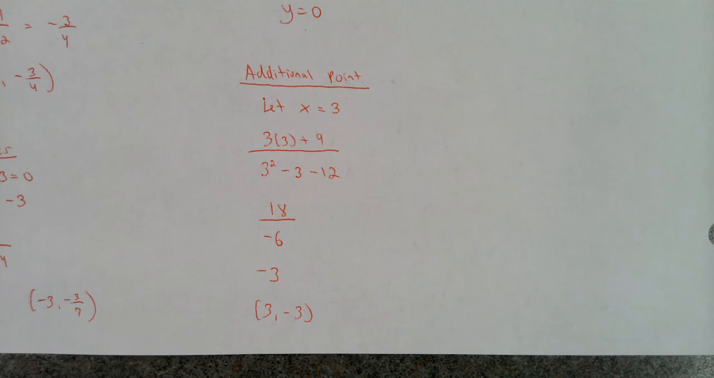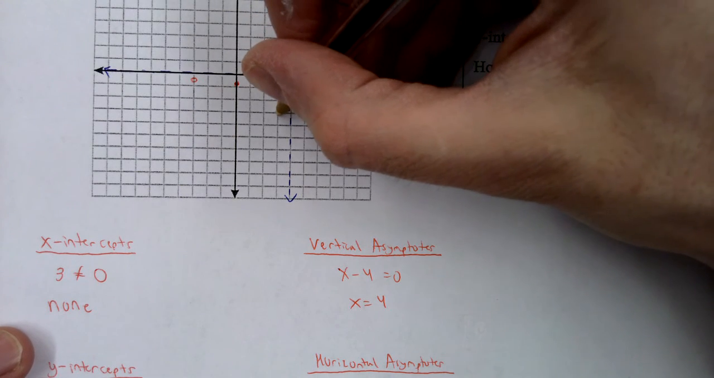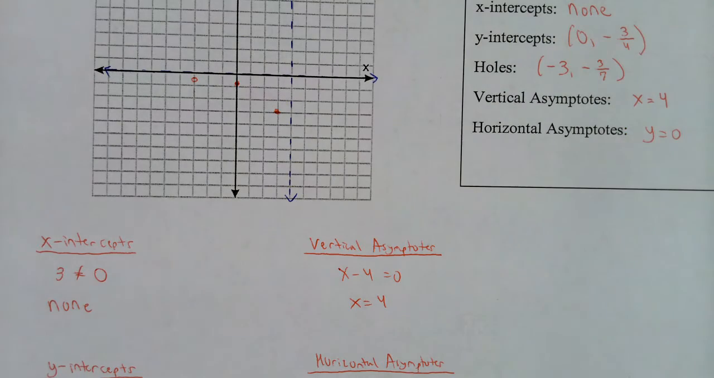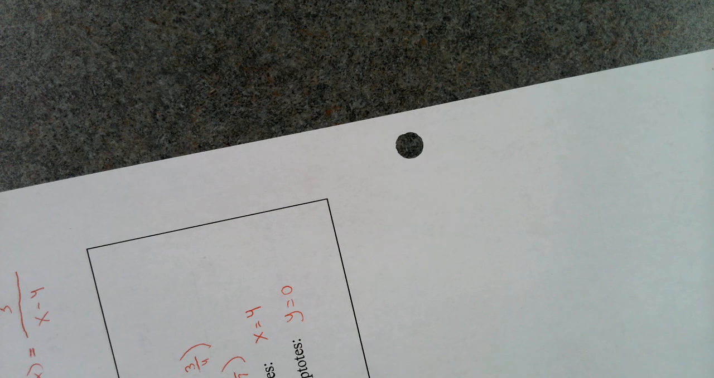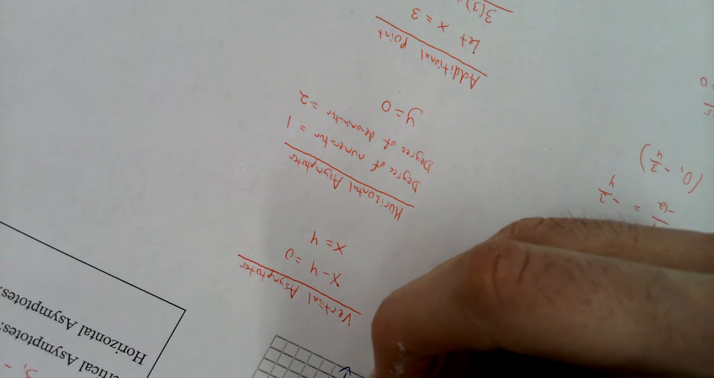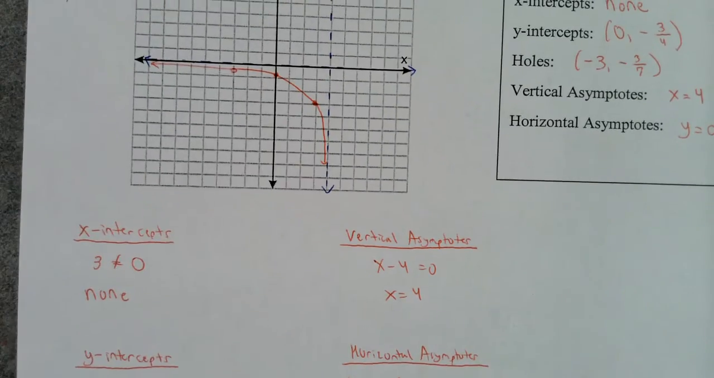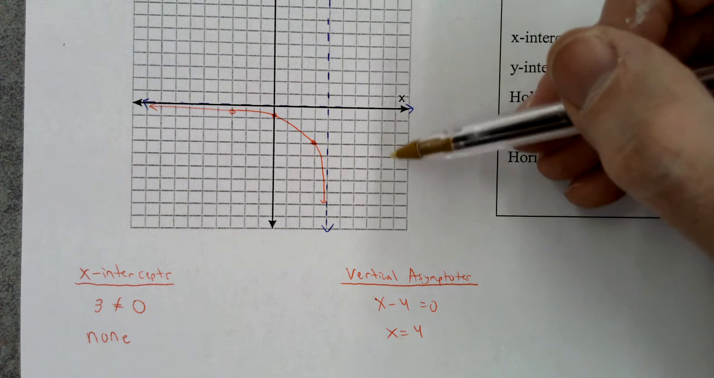Let's graph that. 3, negative 3. At this point, I'm good on that side. I'm just going to connect those. I know my asymptotes. Again, this is not perfect. We're sketching it as best as we can. I'd say that's good over there. But now let's see what happens on this side of the asymptote.